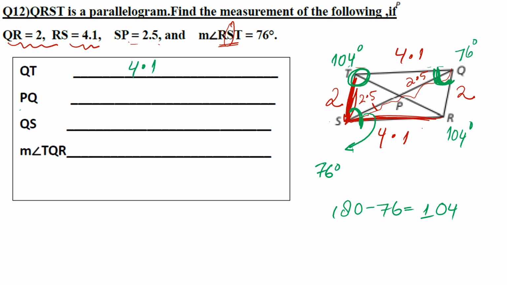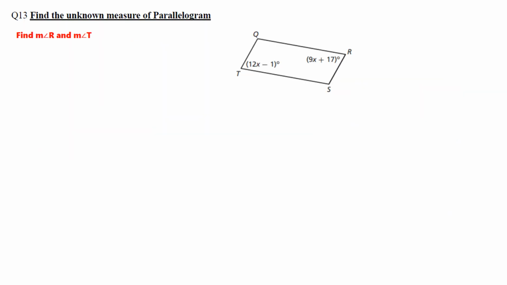PQ, here is PQ. Where is the PQ? Yes, this is PQ, the diagonal side. So this is 2.5. Then they are asking us about the QS. QS is the full diagonal, which means it is 2.5 plus 2.5, which gives me 5. Now TQR. TQR is already 76 degrees. Now find the unknown measures of the parallelogram.